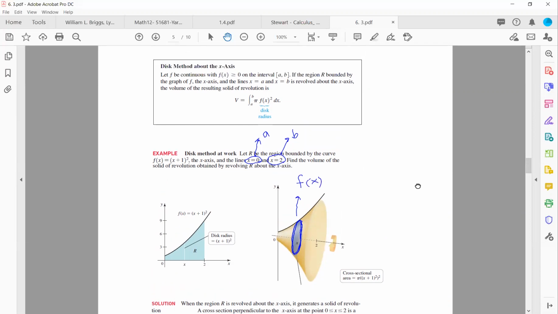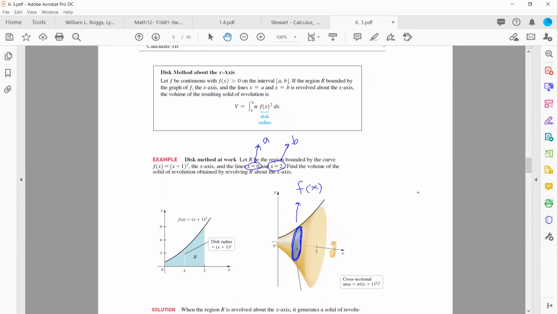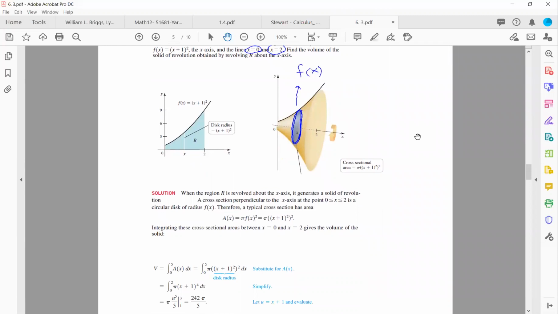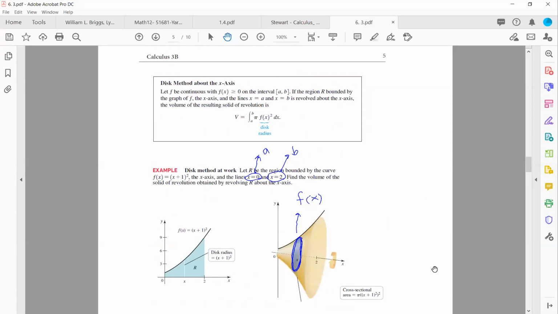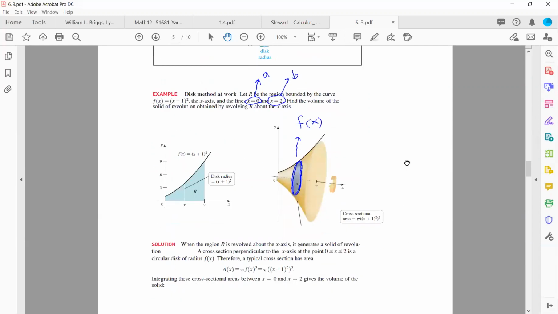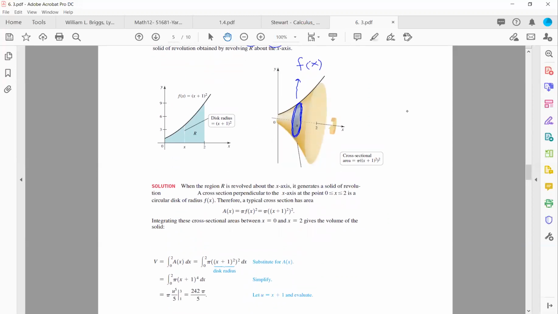So we're going to use the disk method. The volume of this solid is the integral of pi f of x squared, where the integral ranges between a to b. The integral of pi, 0 to 2. Your r is x plus 1 squared, raised to 2. It's a common mistake. Students forget to raise the function to the second power. Your function has already exponent 2. Don't forget to raise it to the second exponent. That's how we get x plus 1 to the fourth.